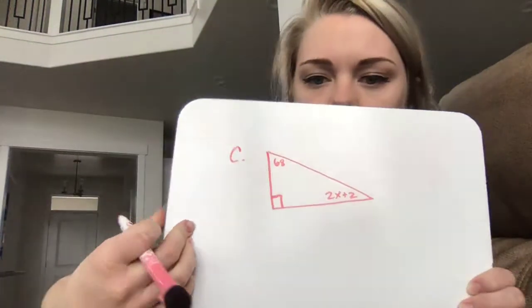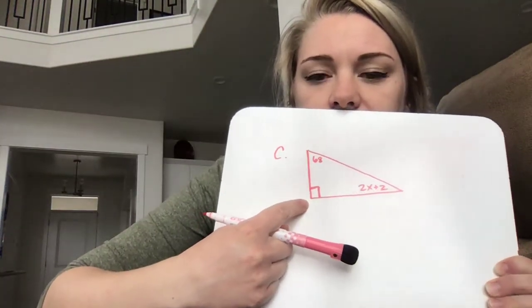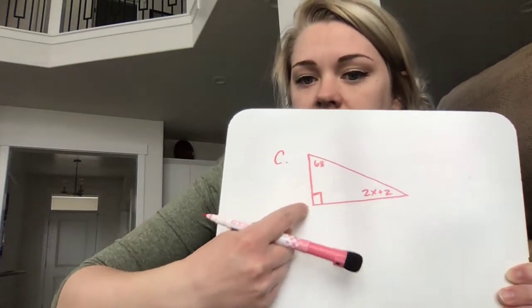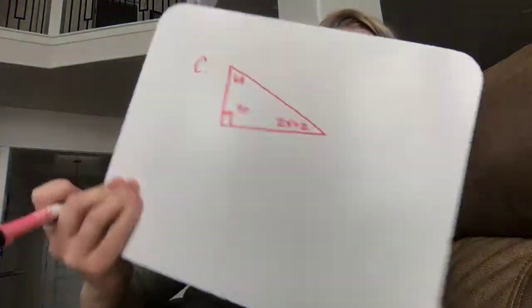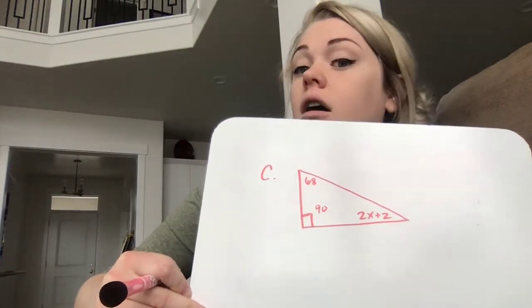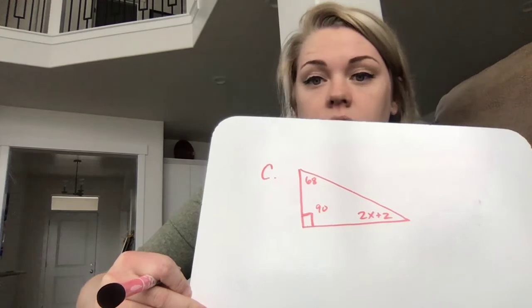So, right triangles have a special angle, which is 90 degrees. So, 2x plus 2. How do I know it's a 90 degree angle? Because it has that square. If it has the square, it's a 90 degree angle. So it doesn't have to say 90 right there. I know it's 90. I am going to write it in there though, so that way you guys can see it. And so now I know that the triangle theorem says all angles inside add up to 180 degrees.